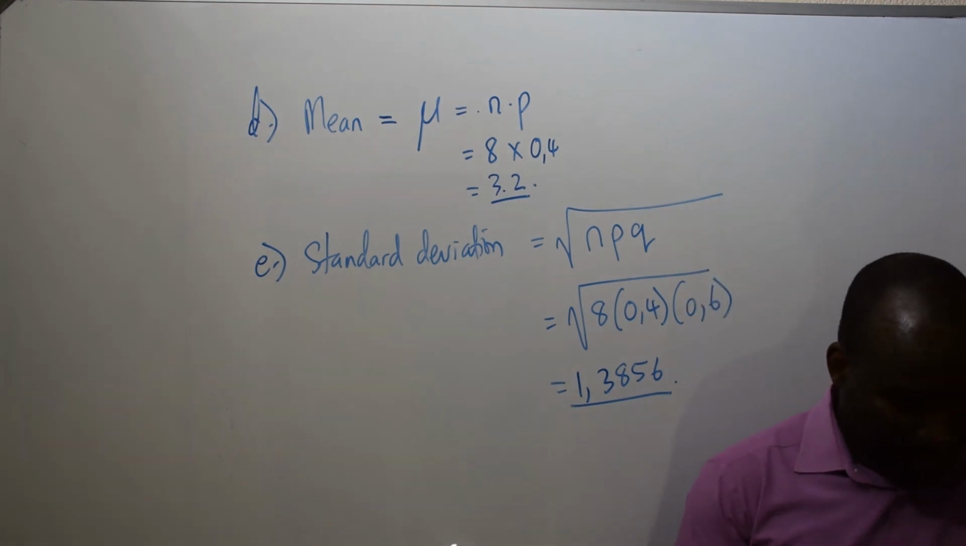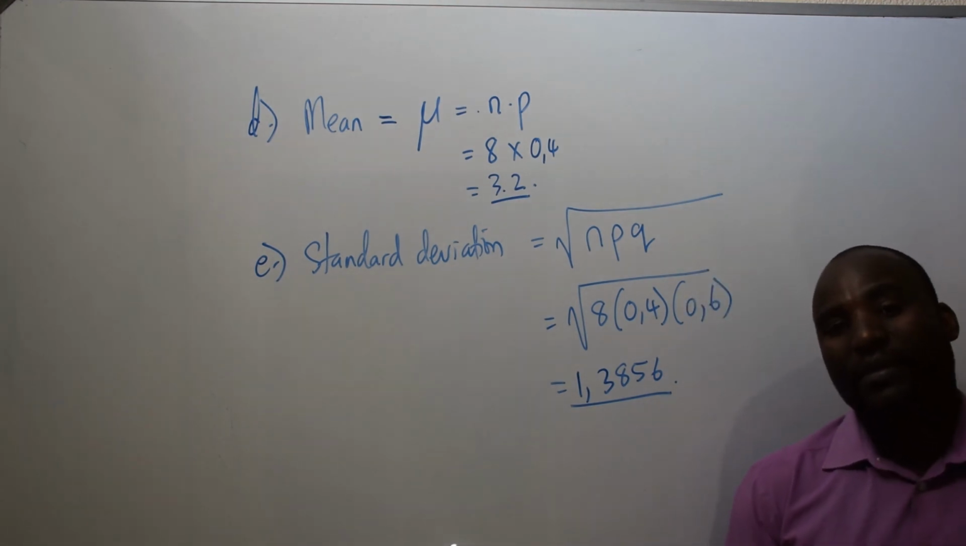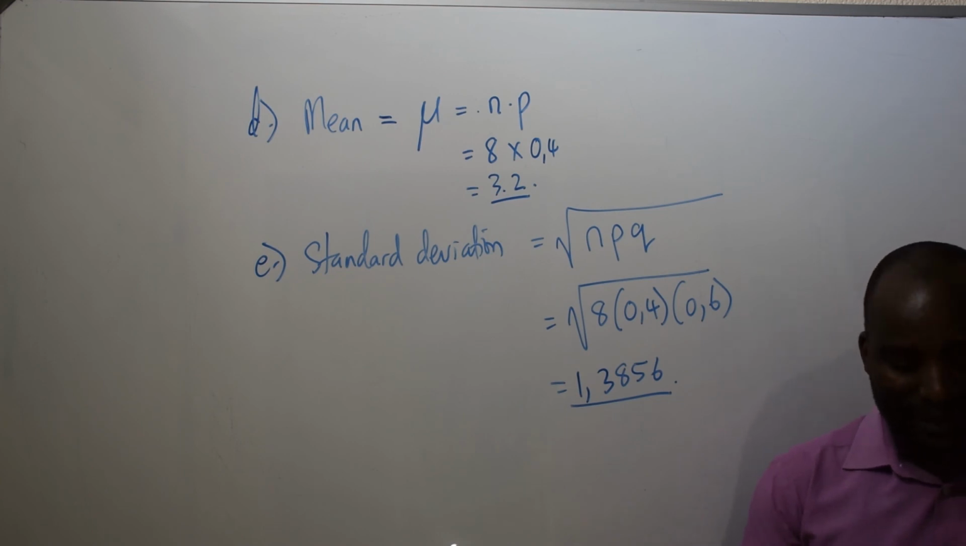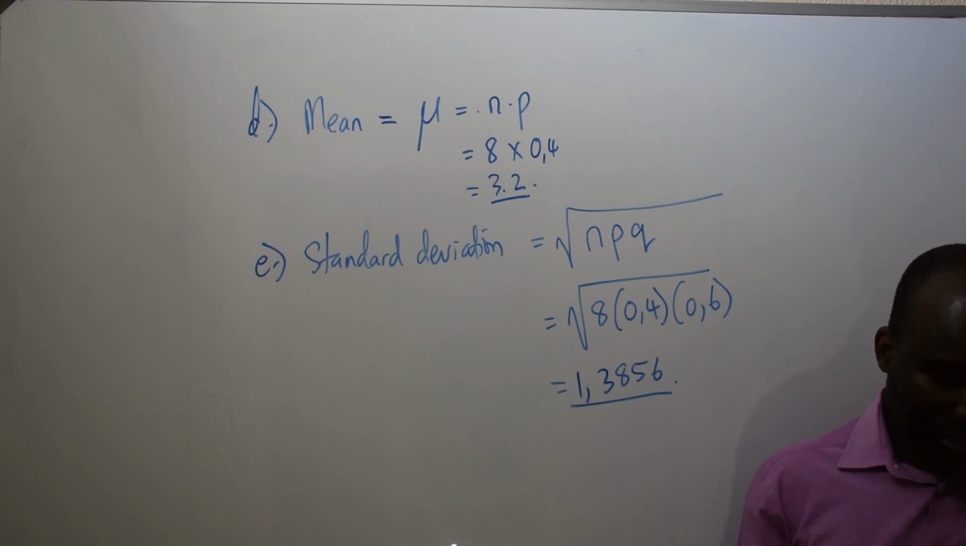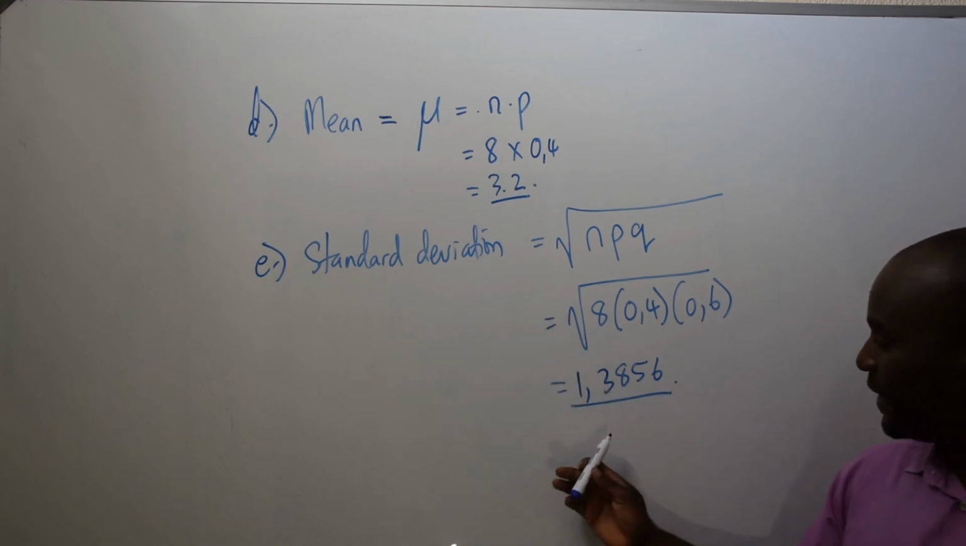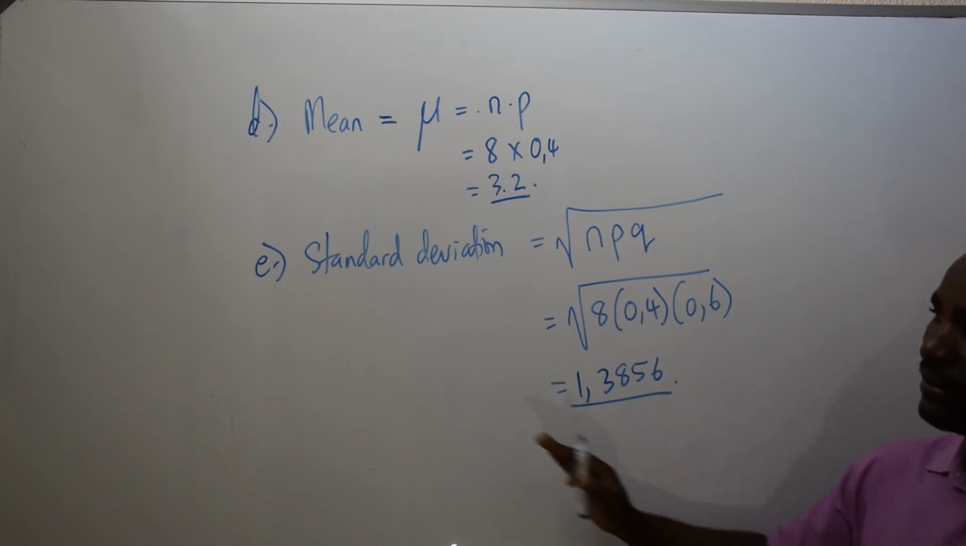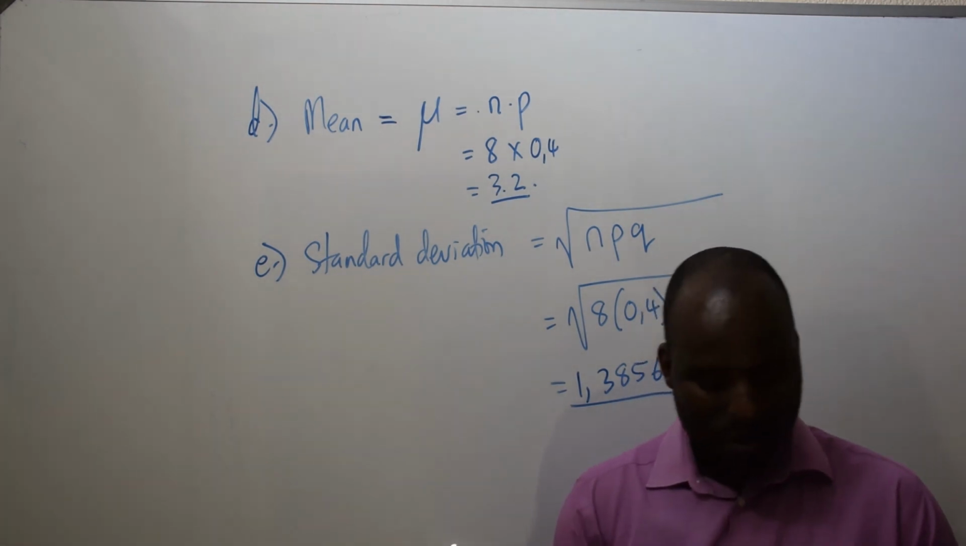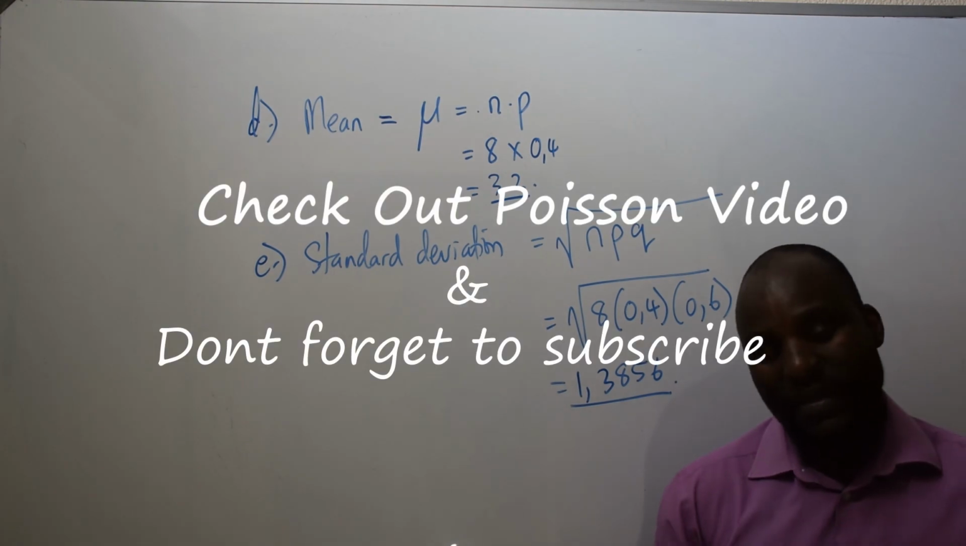That's if you're asked to calculate the mean and the standard deviation of a binomial probability distribution. Those are the formulas you use, and that's how you would get your answers. If you were asked to calculate the variance, then you just square this. Remember, the variance is equal to the square of the standard deviation.